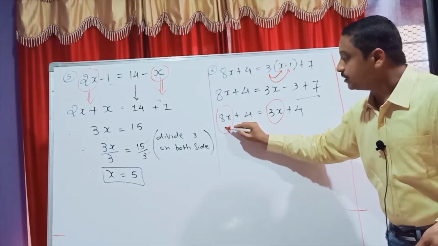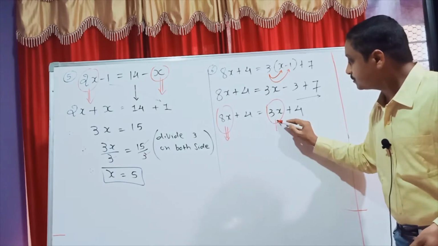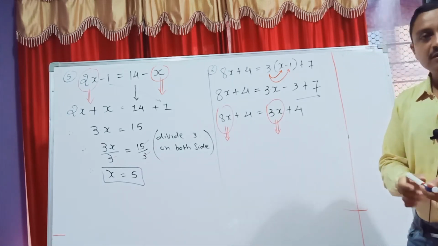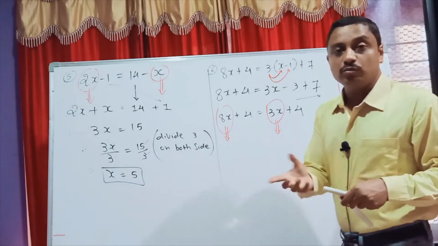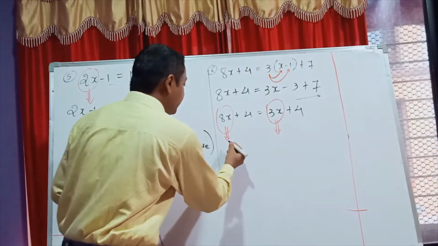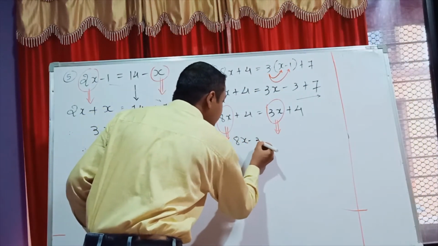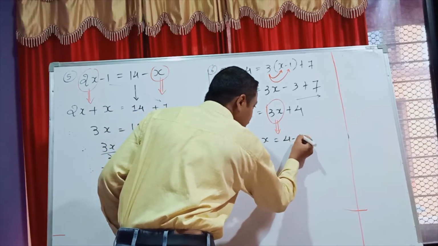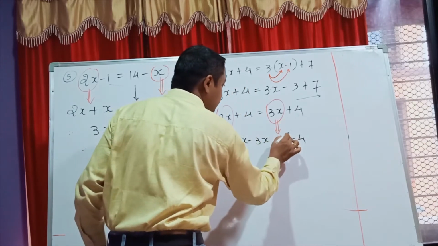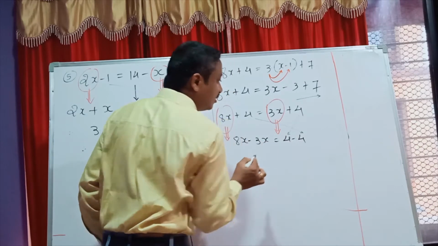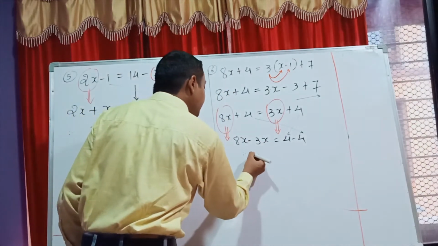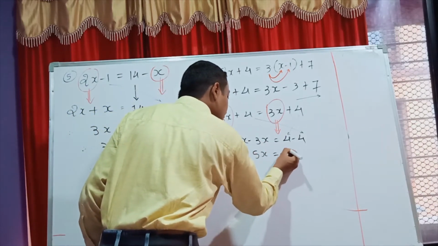Now students, decide where our variables are. These two are our variables, 8x and 3x. So you translate to one side, 8x minus 3x, and here 4 minus 4. This 4 stays the same, and this 4 comes here as plus 4 to minus 4, so my answer is 5x is equal to 0.